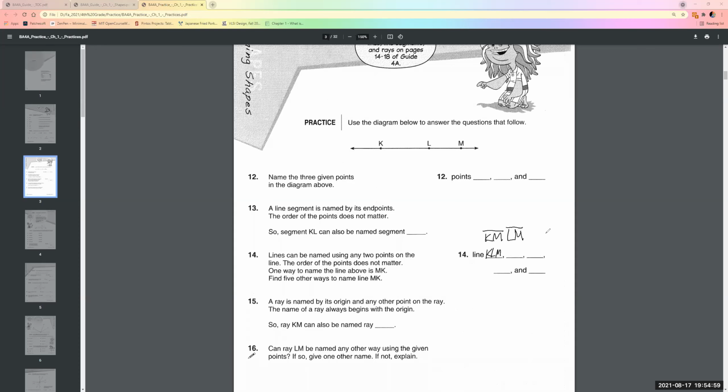Okay, so if L to M is 1 line, is there another way we can name LM, kind of like what we did over here? ML. ML. Yeah, ML is the other way.